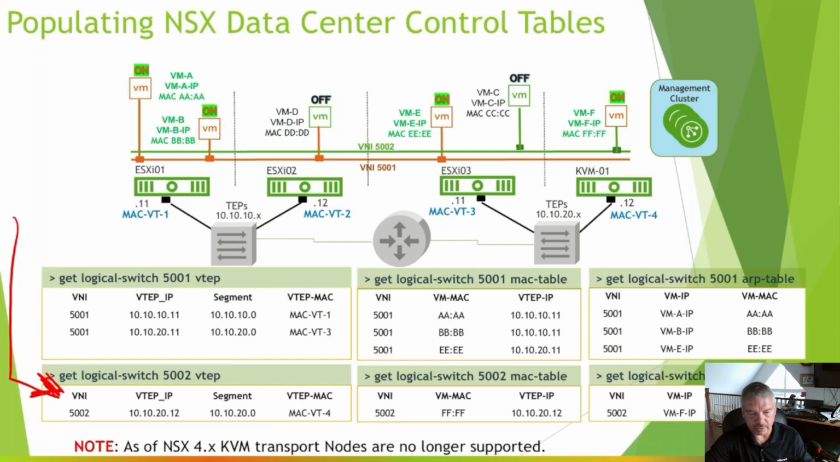One of the questions I usually get is what happens if the central control plane dies, right? These tables still exist inside your transport nodes, so communication still works. Where it falls apart and you start having issues is if your central control plane died, you lost all 3 nodes, all right?